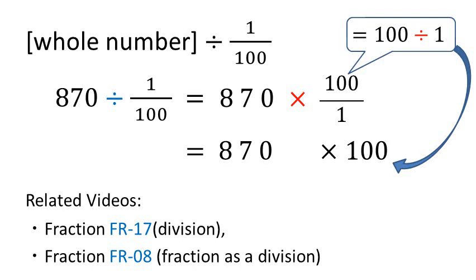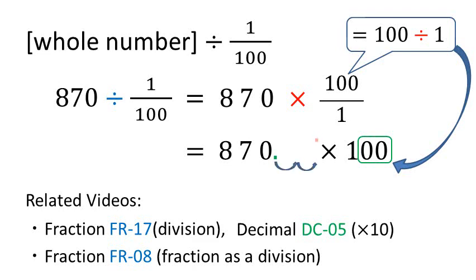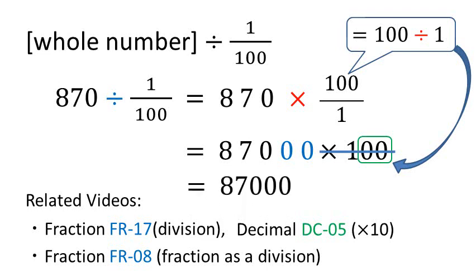Multiplying by 10, 100, 1000, and so on can be found by moving the decimal point to the right. Please refer to the video, decimal 5. Because 870 is a whole number, we can place the decimal point at the right end of 870. Since 100 has 2 zeros, we can move the decimal point 2 places to the right. It becomes 87,000 point, and you can erase the decimal point. So the answer is 87,000.